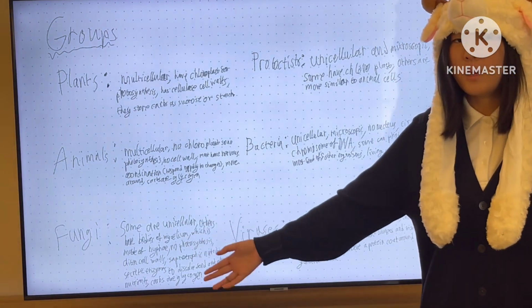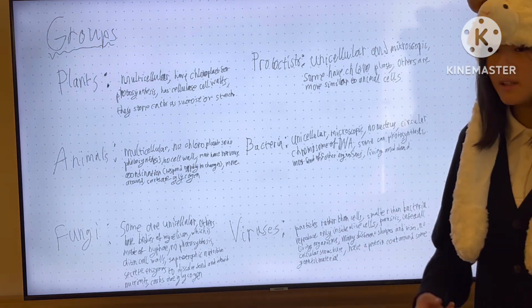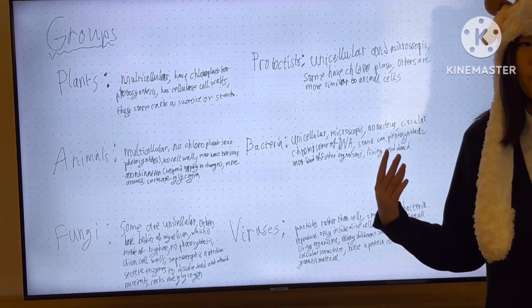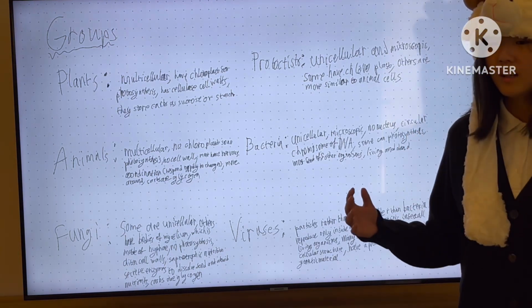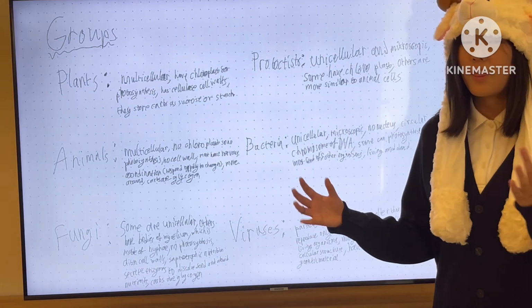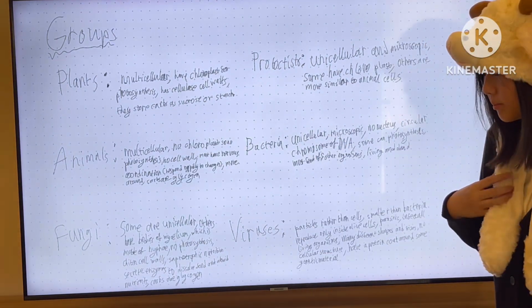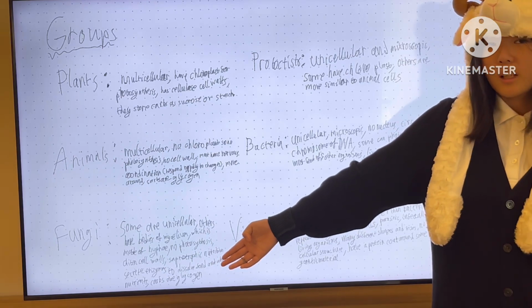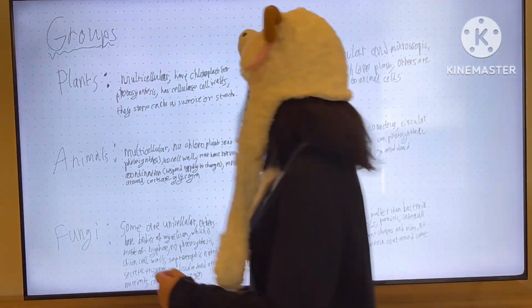Fungi eat in a way we call saprotrophic nutrition, which means they excrete enzymes which then dissolve the things around them, and then they can soak up the nutrients. Fungi store their carbohydrates as glycogen, similarly to animals.